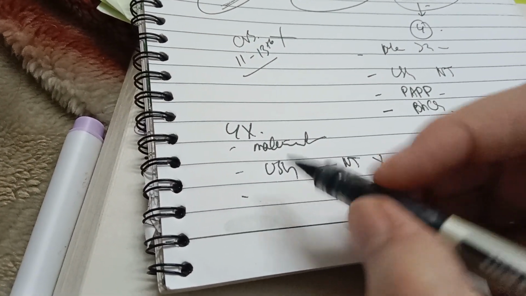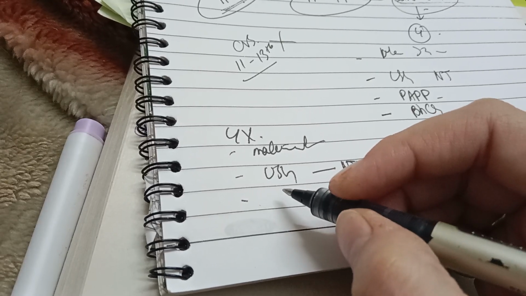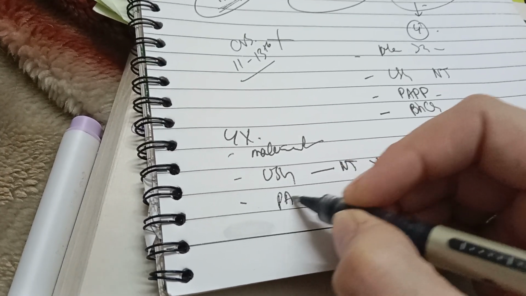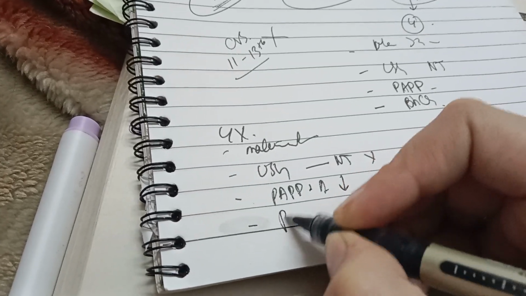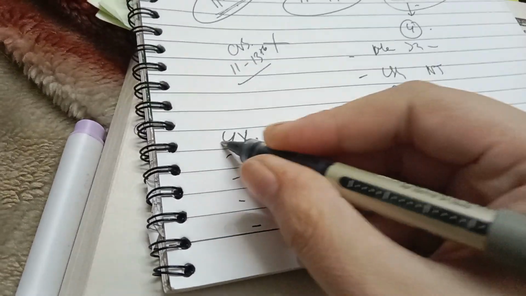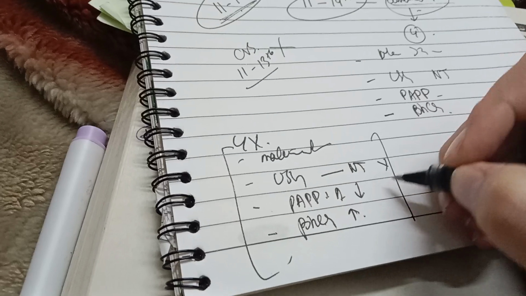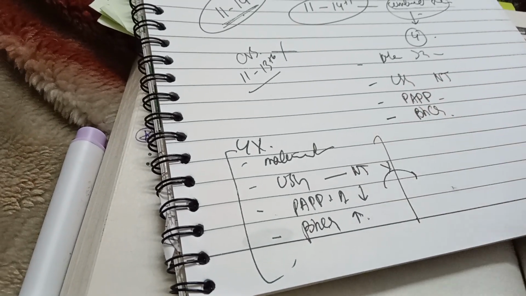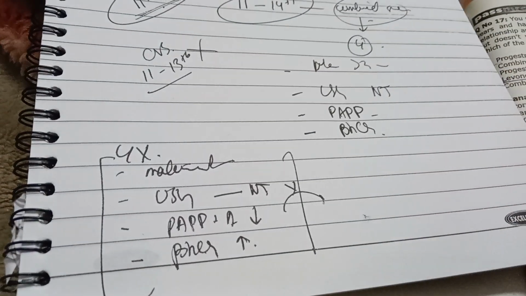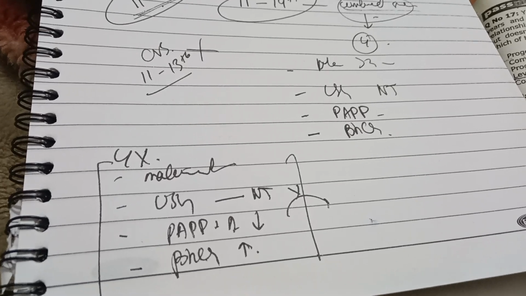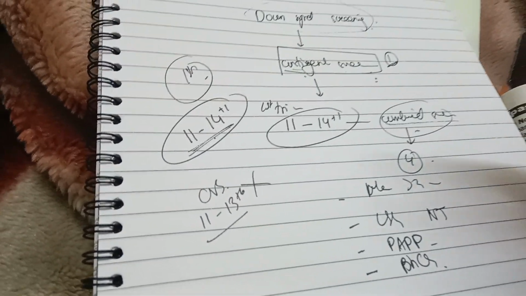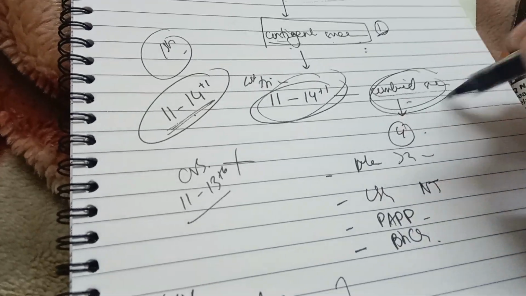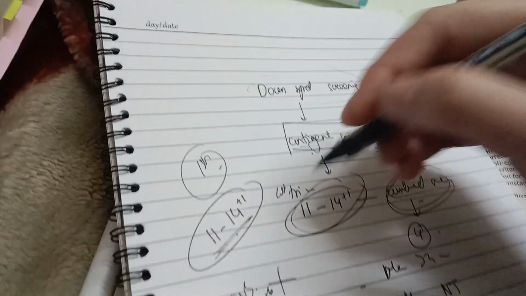Then we also look at the pregnancy associated plasma protein A, which will be decreased, and we look at the beta HCG, which will be increased. So these 4 things. Now, on the basis of the result of this, we do further screening. So now still we are following the contingency screening. We have done the first step, that is the combined test. We know when it is performed, we know how it is performed. Now we are going to check out the results of this test.